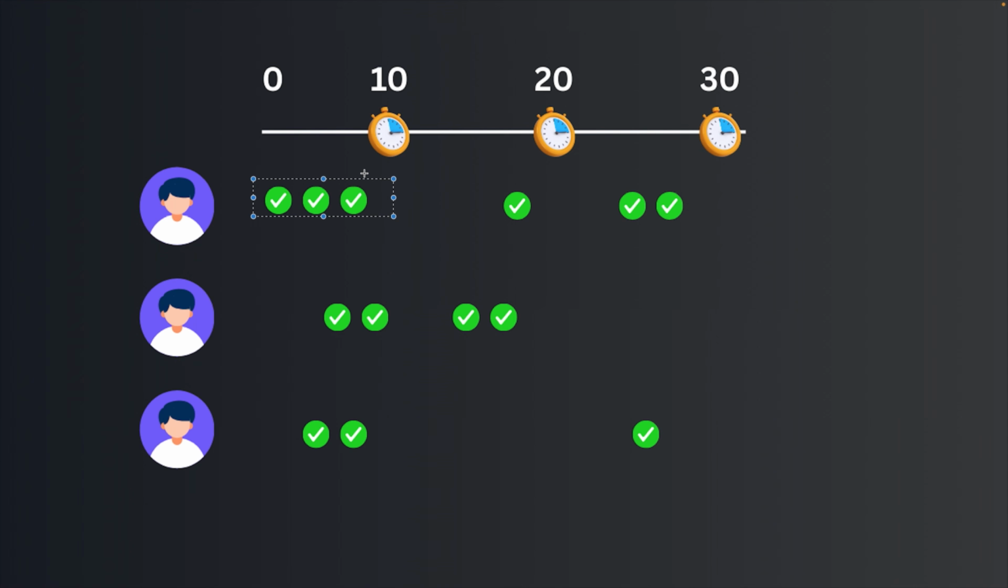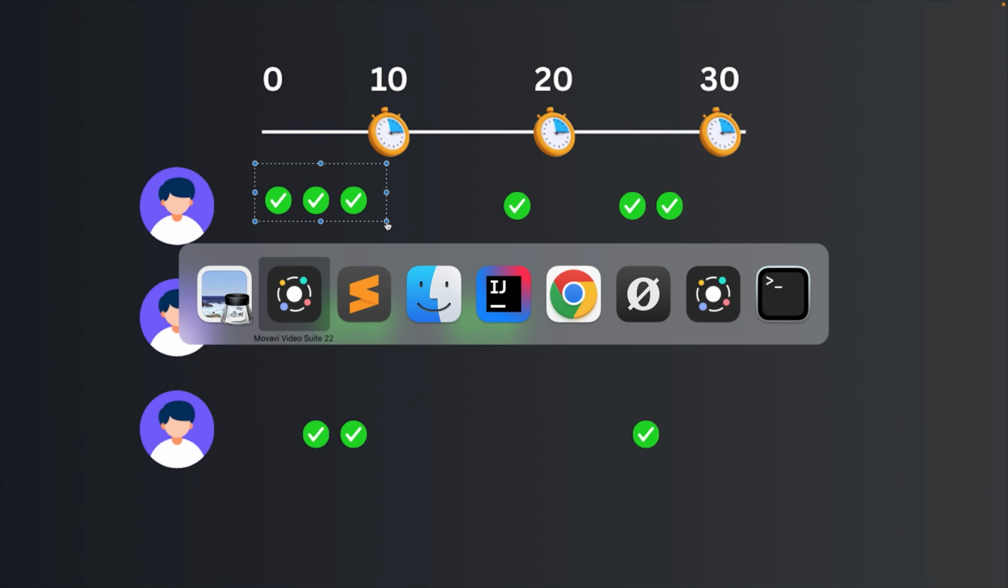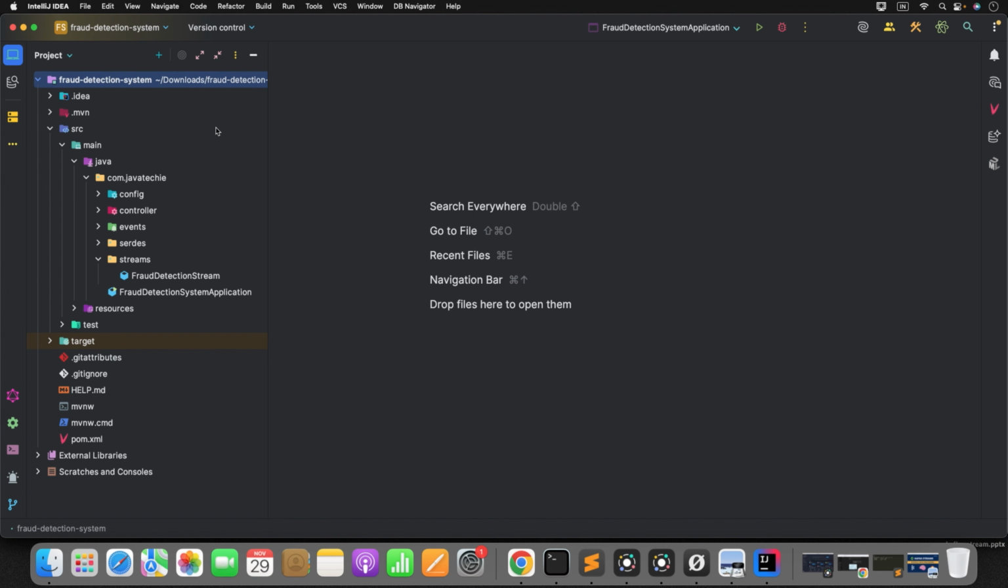For demo purpose, I am keeping it as a 10-second threshold so that we can easily demonstrate the flow. All good so far, right? Let's go to our IntelliJ IDEA. So we'll be reusing our existing fraud detection system. We'll add new logic for our current use case.